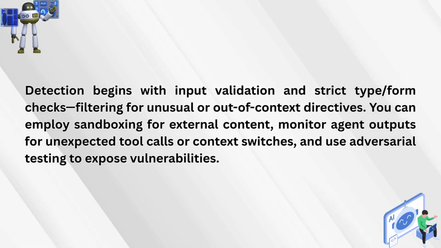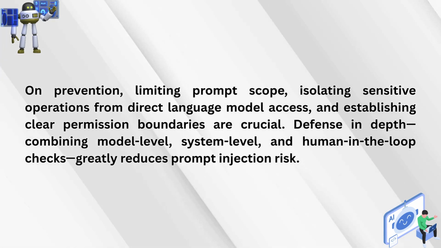How do you detect and prevent prompt injection attacks in agent architectures? Detection begins with input validation and strict type checks, filtering for unusual or out-of-context directives. You can employ sandboxing for external content, monitor agent outputs for unexpected tool calls or context switches, and use adversarial testing to expose vulnerabilities. On prevention, limiting prompt scope, isolating sensitive operations from direct language model access, and establishing clear permission boundaries are crucial. Defense in depth, combining model level.